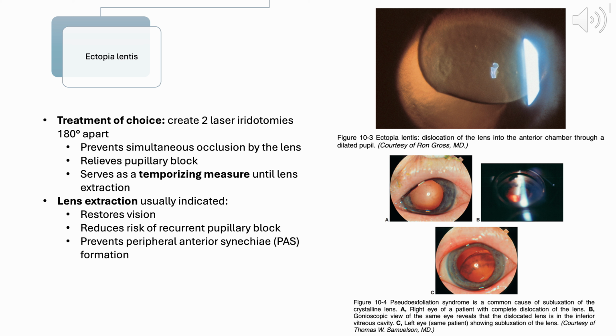The treatment of choice for ectopia lentis is to create 2 laser iridotomies, placed 180 degrees apart. This approach helps prevent the lens from occluding both iridotomies at the same time, relieves the pupillary block, and serves as a temporary measure until the lens can be definitively extracted. Ultimately, lens extraction is usually required. Removing the lens restores vision, reduces the risk of recurrent pupillary block, and prevents the development of peripheral anterior synechiae. In this way, lens surgery not only treats the acute problem, but also protects against long-term damage to the angle.